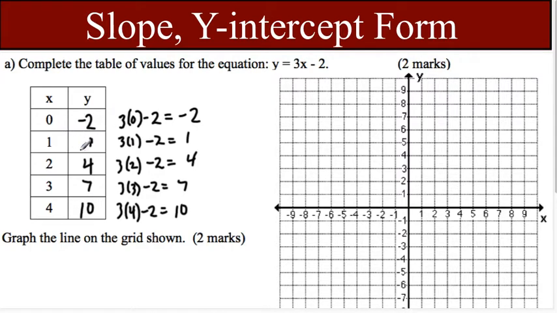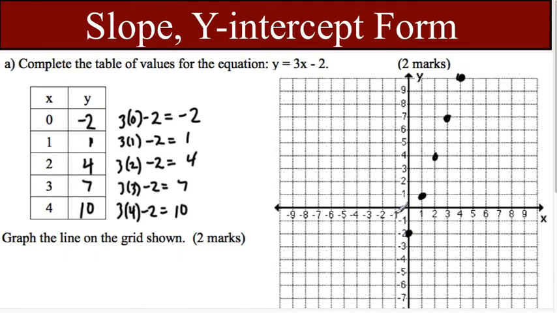Okay, so now I've got a collection of points. These points represent the line, so I just plot the points. So 0 and -2 was the first point we plotted. Then we got 1, 1. Then we got 2, 4. And then we got 3, 7. And then we got 4, 10. Notice those points are on the line.